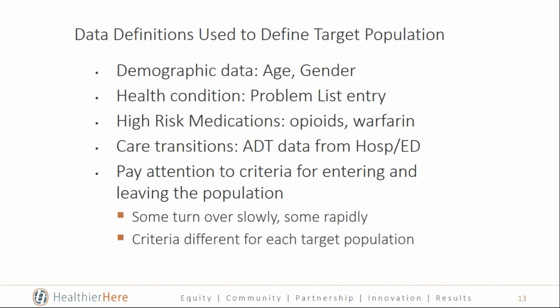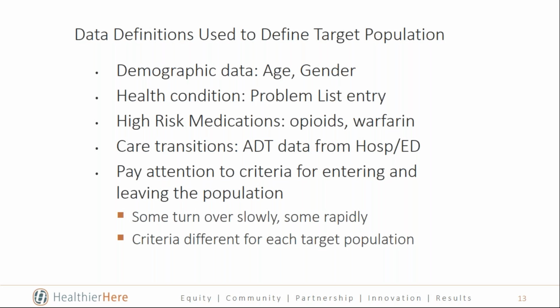So how do we do this? How do we actually make this happen? Because you can't just turn on a registry. The registry doesn't magically appear. And the first question you have to ask yourself is, what are the data definitions to define a target population? We can say people on opioids, or we can say people with diabetes, but if we're going to actually generate a list, we have to go into the EHR, which means we have to be able to define those people in some sort of data query format.